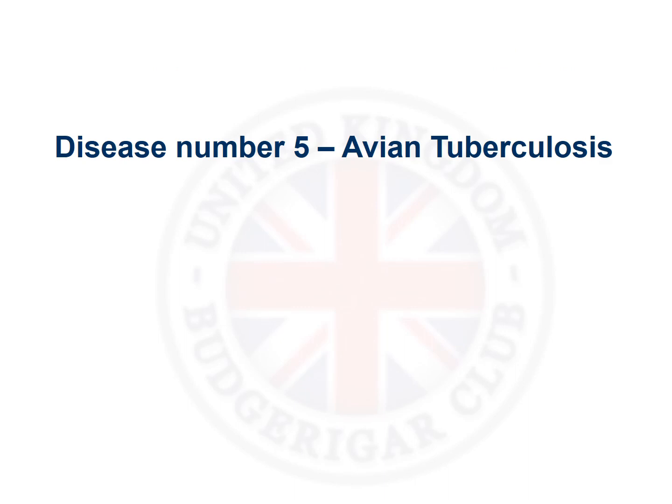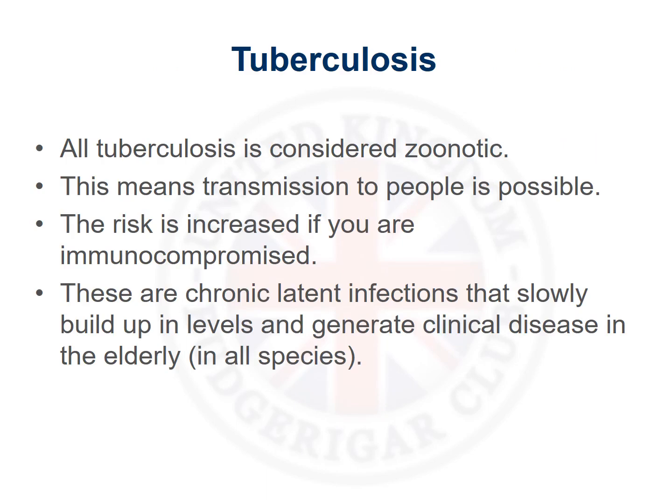The fifth disease we're concerned about is avian tuberculosis. All tuberculosis diseases are considered zoonotic. This is another disease that you could get from your bird. Your risk is increased if you're immunocompromised, and these cause latent infections. They slowly build up in levels, generating clinical disease in elderly individuals, in all species, being honest with you. And that's why it's easily become endemic, because it just lurks around and hides for so long.